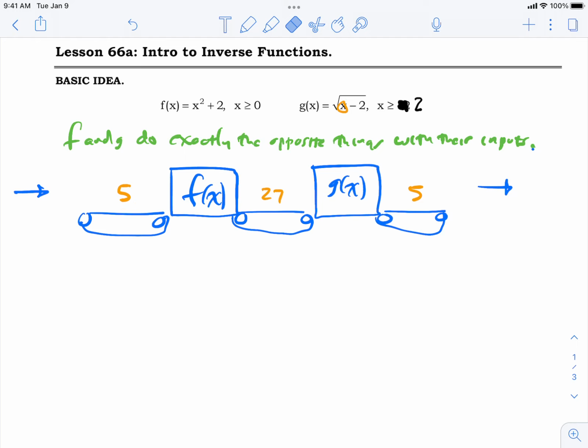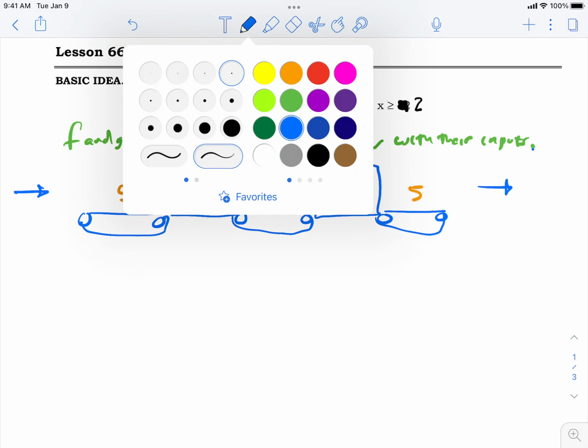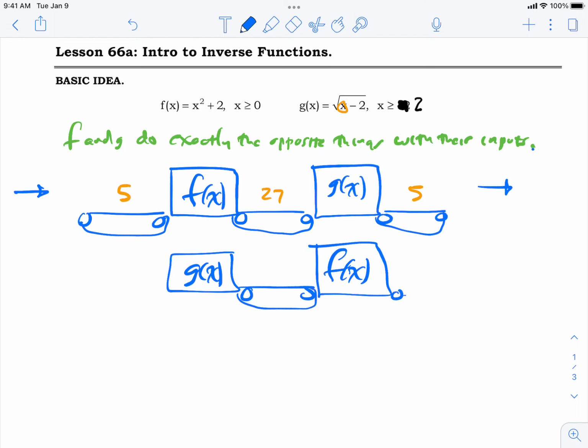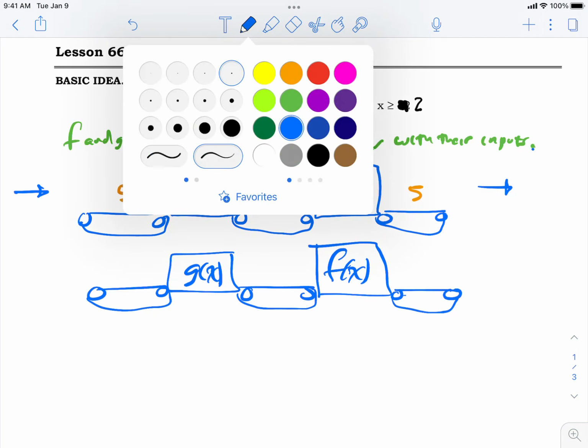Anyway, it works both ways. In other words, I could have drawn this with the g of x function first. And it is actually important that it does work both ways. If it doesn't work both ways, you wouldn't actually say that they were inverses. It does have to, in fact, work both ways. But let's put the same thing in. Want to put a 5 in? Let's put a 5 in again.